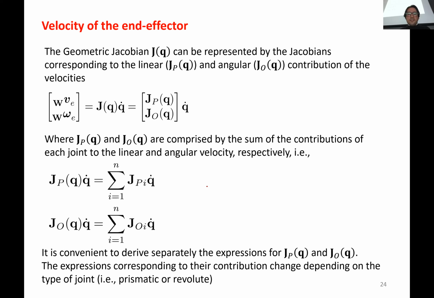So it is convenient to compute both the linear contribution to the Jacobian and the angular contribution to the Jacobian, depending on the type of joint that we're dealing with. So it could be prismatic or it could be revolute. We're doing it like this because of the rigid body constraints, because we're dealing with manipulators.